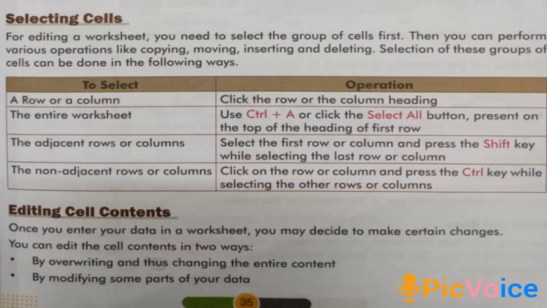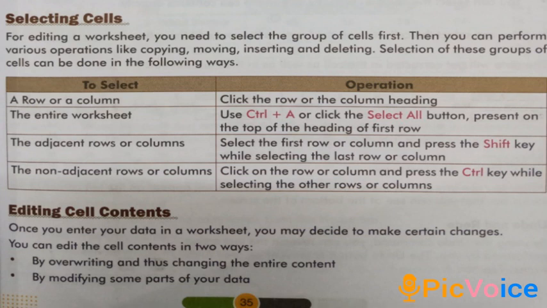Selecting cells. For editing a worksheet, you need to select the group of cells first. Then you can perform various operations like copying, moving, inserting, and deleting. Selection of these groups of cells can be done in the following ways. To select a row or a column, click the row or the column heading. The entire worksheet: use Ctrl+A or click the Select All button present on the top of the heading of the first row.